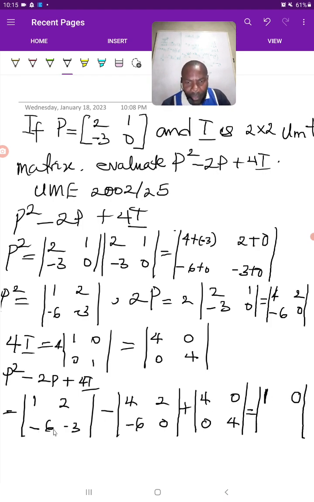Minus 6 minus minus 6, automatically, this will give you plus 6. So minus 6 plus 6, making 0. 0 plus 0, we have 0. Minus 3 minus 0, making minus 3. So minus 3 plus 4 gives you 1. So this is the final answer of this question.